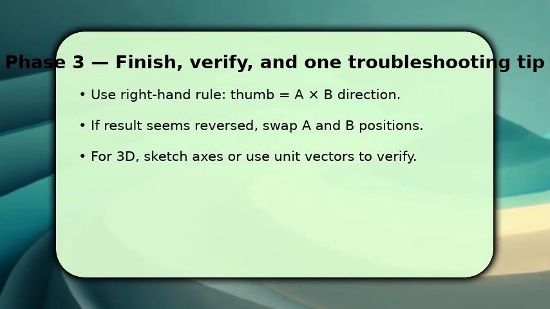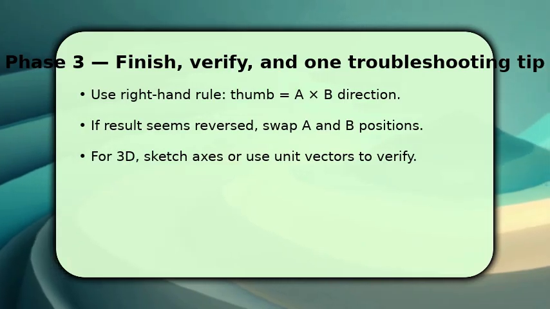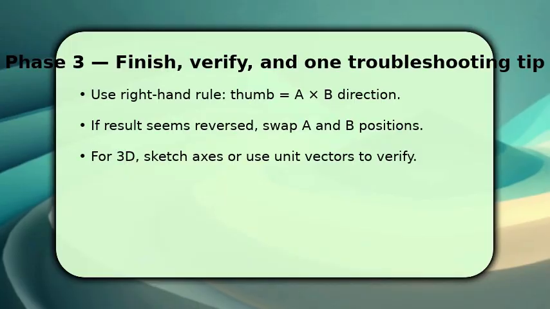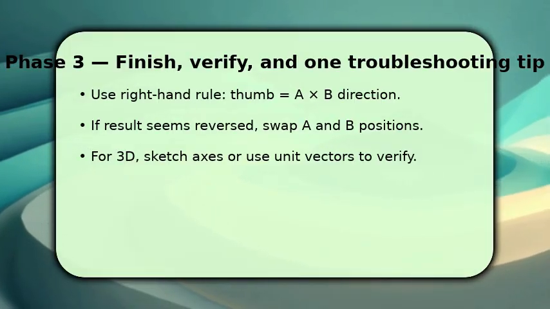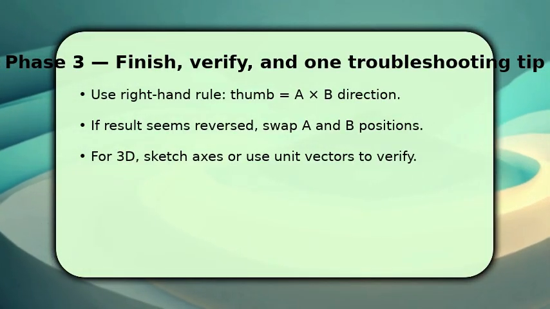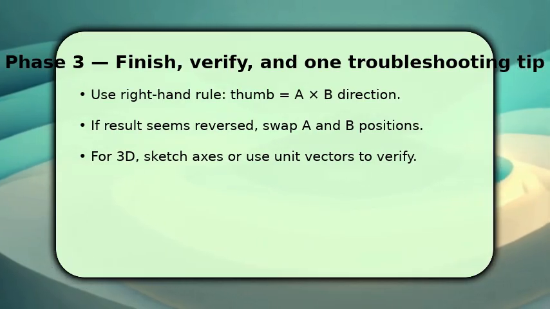Make sure vectors were oriented tip to tail mentally, and if unclear, sketch a quick coordinate frame or compute with unit vectors to verify. Troubleshooting tip: if the thumb is ambiguous, rotate your wrist until the fingers curl.